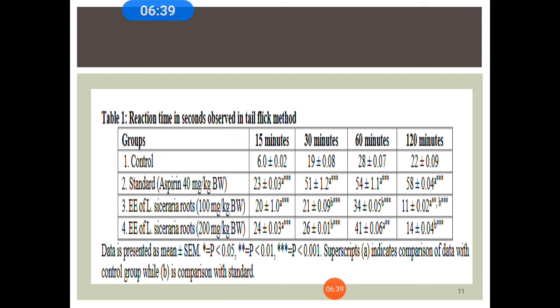So from these findings we come to this conclusion: the ethanolic extract of the root possesses analgesic activity in albino mice.